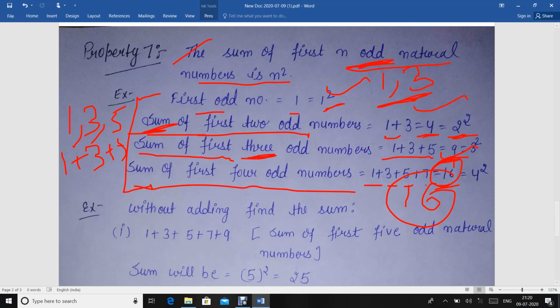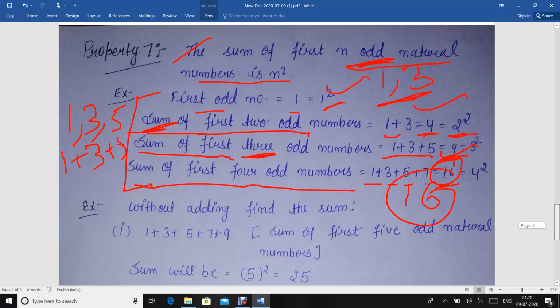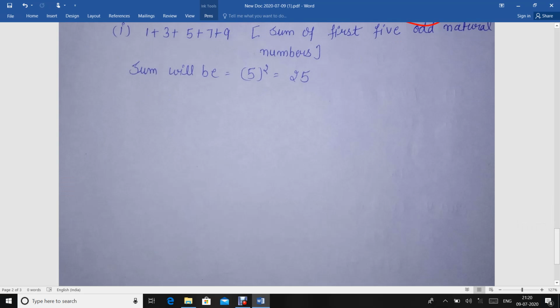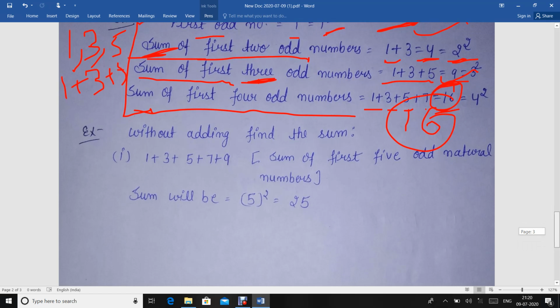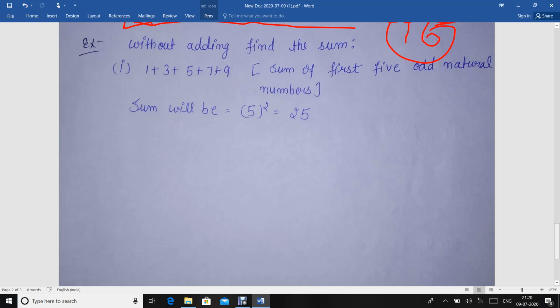Let's see the example. The example is: without adding, find the sum of 1 plus 3 plus 5 plus 7 plus 9. Now you can see clearly that all these numbers are odd: 1, 3, 5, 7 and 9. These are the odd numbers and you have to find the sum without adding them. For this, firstly you have to count the numbers. See, 1, 2, 3, 4, 5.